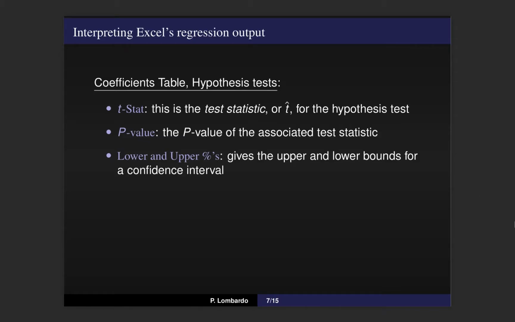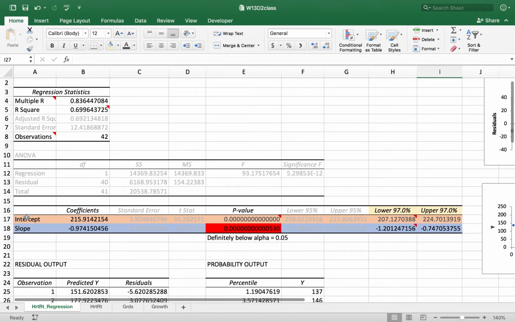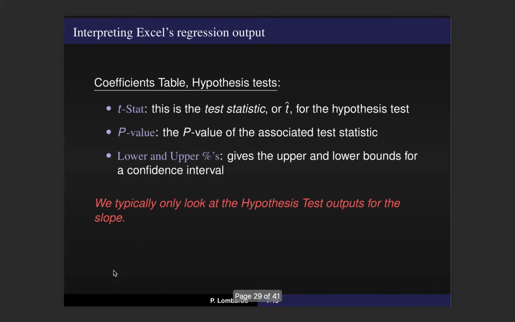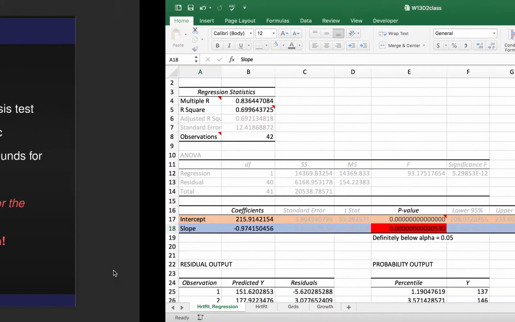So just to reiterate again, in this coefficients table, we have all the information about the inferential statistics associated to these terms that we're working with: the intercept term for our regression, the slope term for the regression, and remember, secretly the correlation that's associated with our two variables. We primarily look at the hypothesis test outputs for the slope, right? This also gives us whether or not we have a significant correlation.